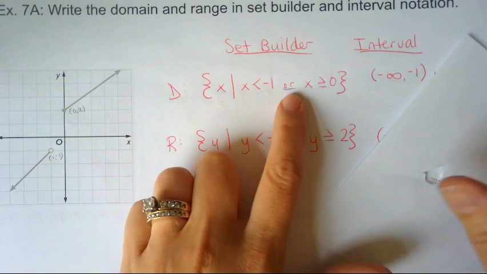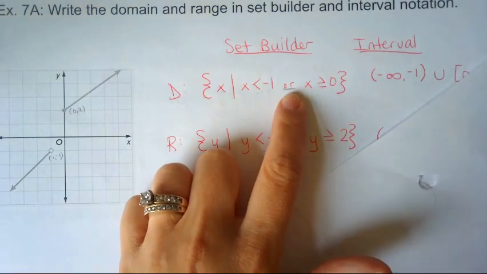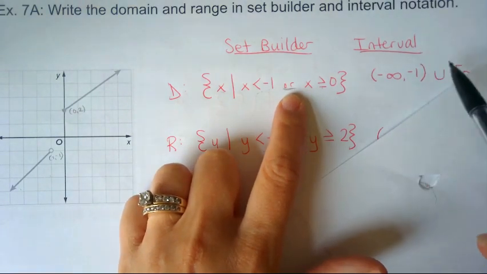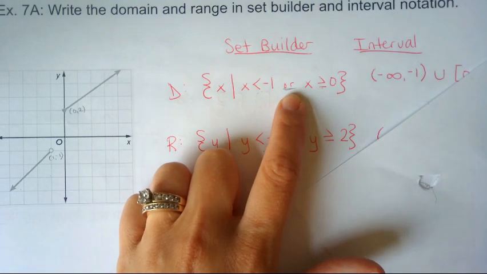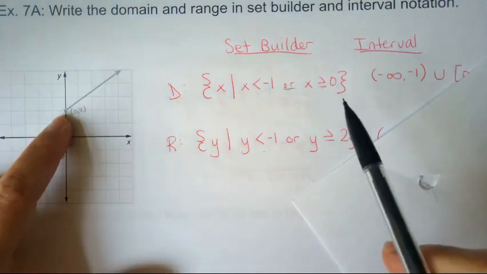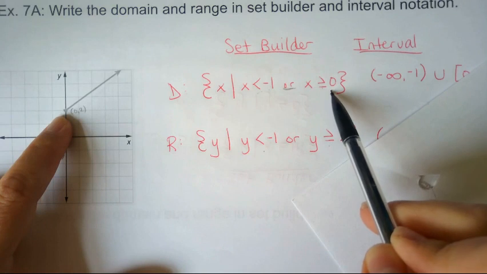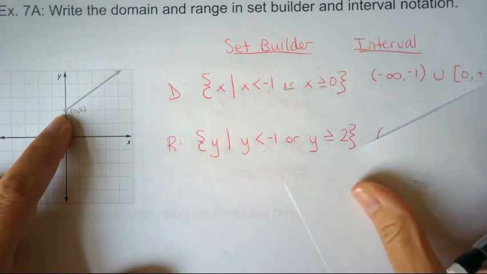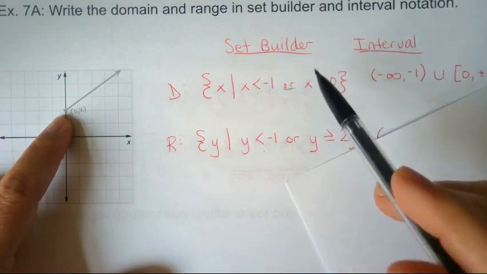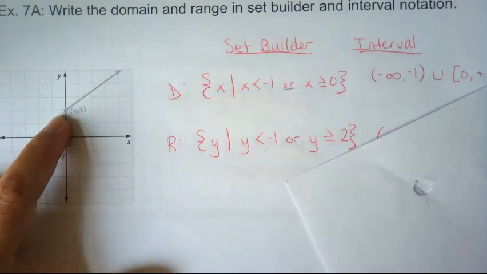So for this or, what we're going to do is use this symbol where it's just a U. Okay, that's showing it is just an or word. And now I'm going to do here. So now I'm starting at 2. So I'm doing a closed bracket because it was included. And then I'm continuing on to positive infinity.